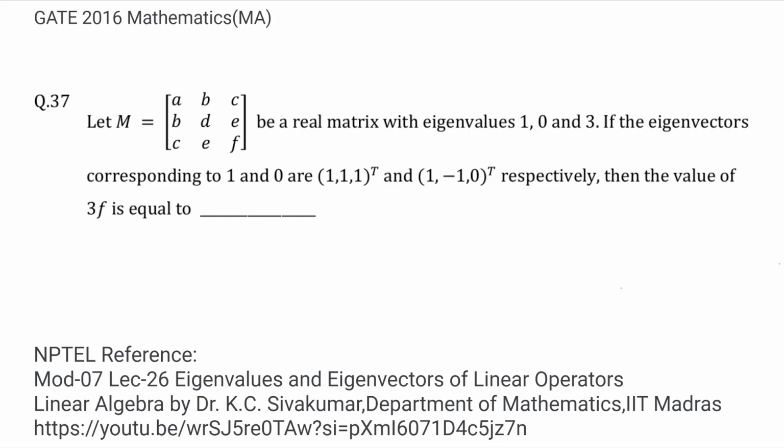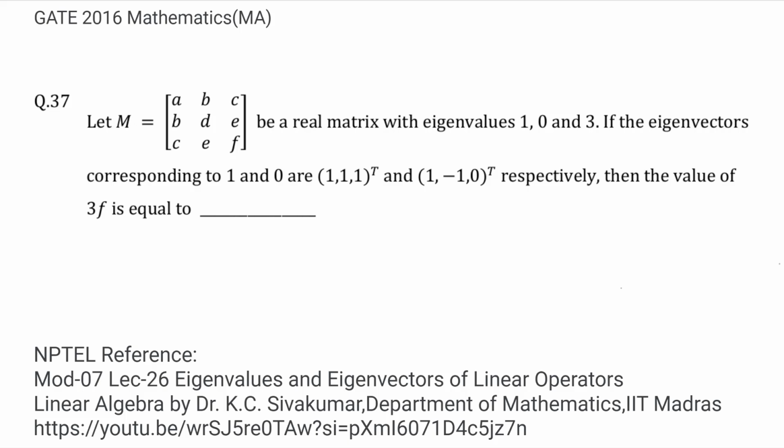The problem is from GATE 2016 mathematics paper, question number 37. The problem given is: let M equal to the 3 cross 3 matrix with entries A, B, C, B, D, E, C, E, F, be a real matrix with the eigenvalues 1, 0 and 3. If the eigenvectors corresponding to 1 and 0 are the vectors (1, 1, 1) transpose and (1, -1, 0) transpose respectively, then the value of 3f is equal to dash.